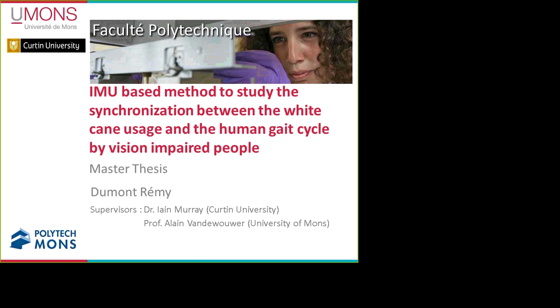Should I start? Okay. It is estimated that there are about 500,000 people who are blind or visually impaired in Australia. The main issue for these people is navigating in unknown places. To help them with that, a very common method is the white cane. The subject of this study is to develop a method to find the synchronization between the cane and the leg movement.